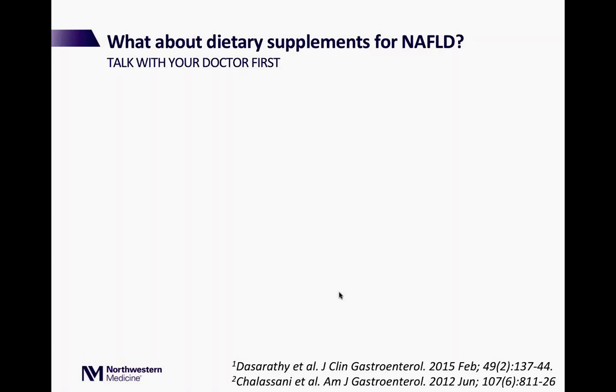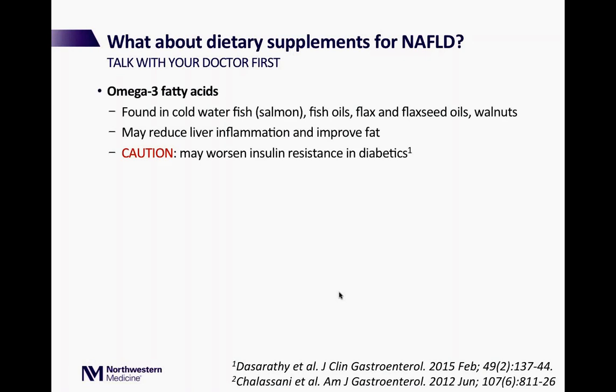So I know this question gets asked, and it got asked last week during the webinar as well. What about dietary supplements for NAFLD in particular? I always say this: it's really, really important before you start any sort of herbal or supplement that you talk with your doctor first. But I'm going to mention just 3 supplements that have been looked at, that if you're doing Google searches about fatty liver disease, are going to pop up. And the first one is the role of omega-3 fatty acids. This is found in cold water fish such as salmon, fish oils, flax and flaxseed oils, as well as walnuts. And this has been shown to reduce liver inflammation as well as to improve fat.